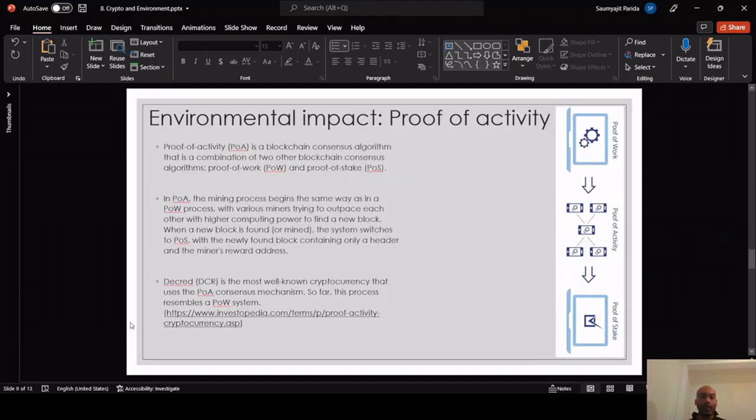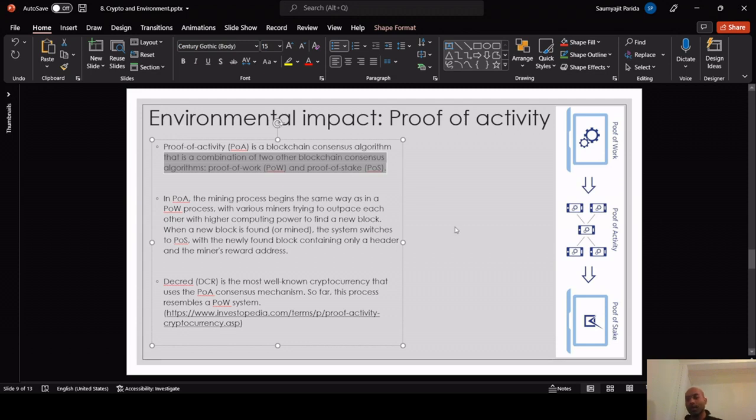Okay, proof of activity. Proof of activity is a consensus algorithm, and it's a combination of proof of work and proof of stake. So the energy consumption is higher than proof of stake and lower than proof of work. In POA, the mining process begins the same as in proof of work, with various miners trying to outpace each other with higher computing power to find a new block.